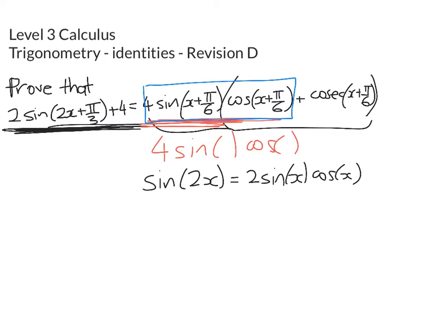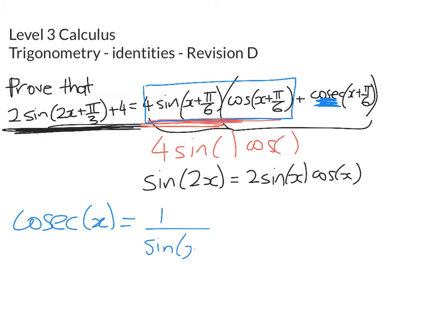The next thing I see when I look at this identity is I see a cosec. And my immediate reaction is yuck. But then I remember that cosec of x is the reciprocal trig function for sine. So cosec of x is just 1 over sine x. And those 2 things are all I need to use.